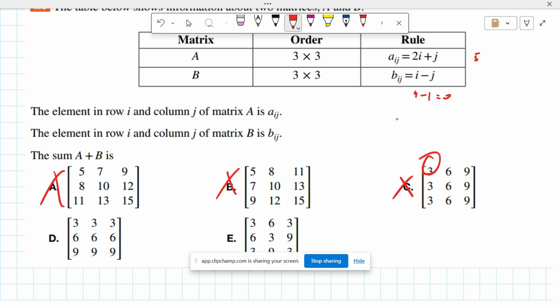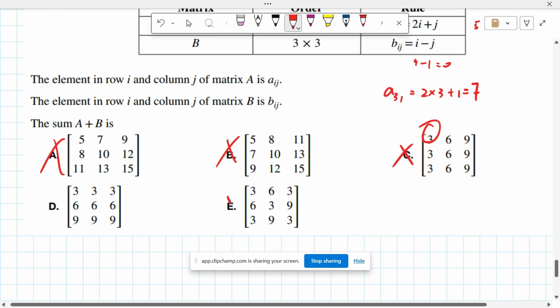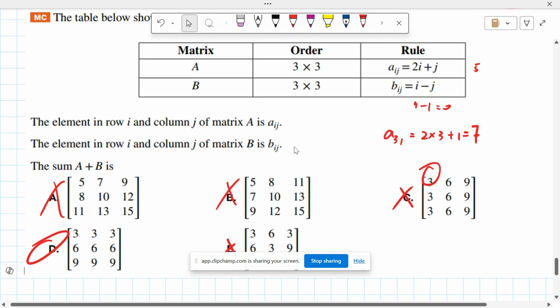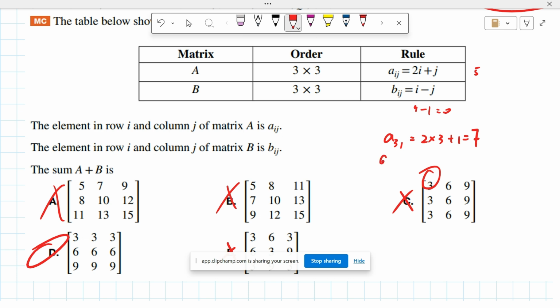For 3, 1, it equals 2 times 3 plus 1, which is 7. And 3, 1 in the other matrix will be 2, so the total is 9. So the next one will be 9 rather than 3. So the final answer will be D. Did I go through this question too fast, or do you understand? If you put B31, that would be 3 minus 1 equals 2. Add those together and it equals 9. That's why D is correct.